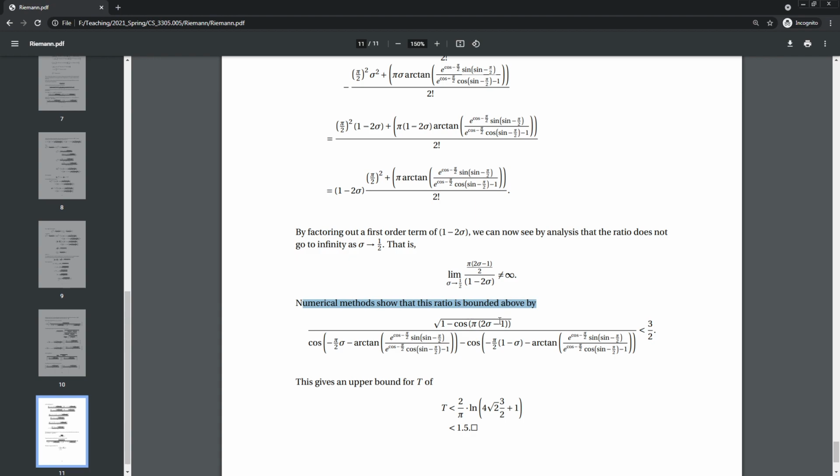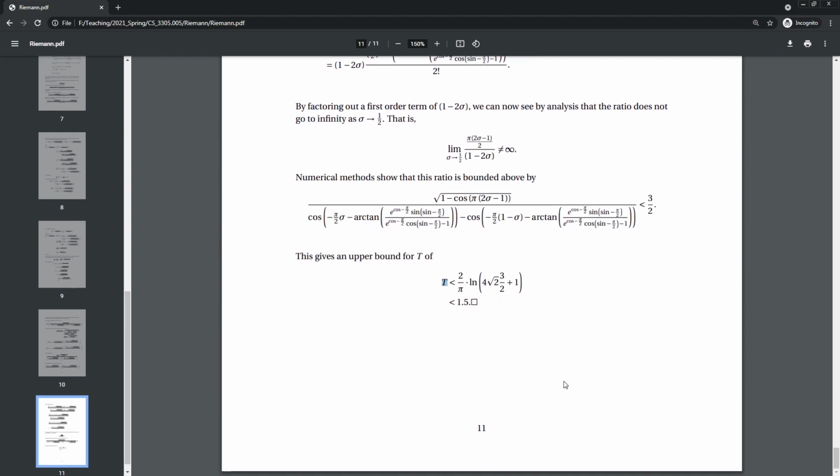So numerical methods, so if you just plug it in the computer and you start computing values really close to 1/2, and then analysis as well, you can see that this is clearly bounded above by 3/2. And so this is a loose bound. It's not incredibly close to it. I think it's closer to 1.4 or something like that. So this monstrosity of an evaluation has an upper bound, once you expand it out and go through all of the trouble of factoring out that 1 minus 2 sigma. So then we replace this with its upper bound, so we can find some value of big T which satisfies all of those conditions. So we make that substitution for 3/2.